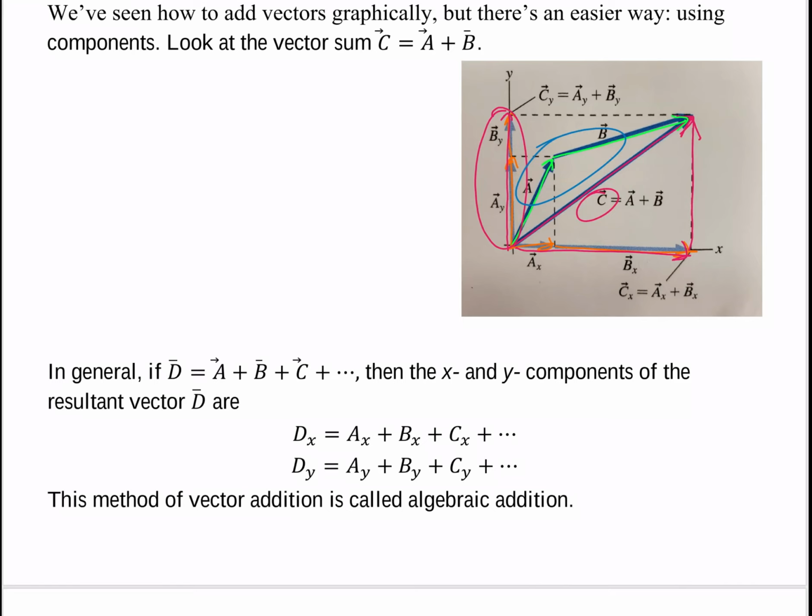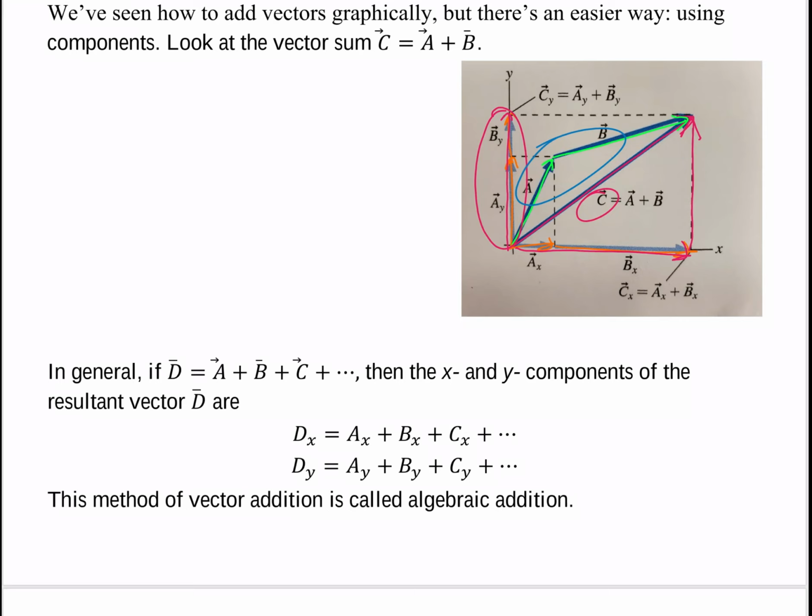Okay, so in general now at the bottom, if vector D is vector A plus B plus C plus however many other vectors we have to add together, then the x and y components of all of those vectors added together give us the vector components of the resultant vector. So that's what this is saying.